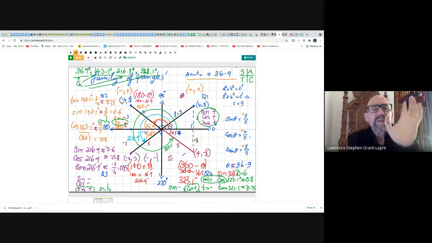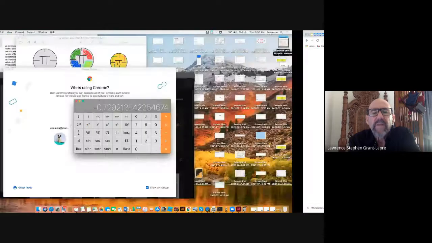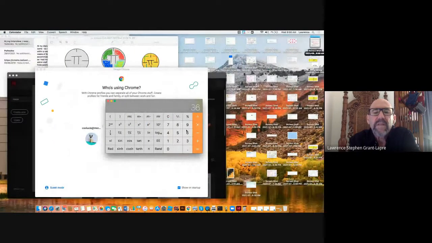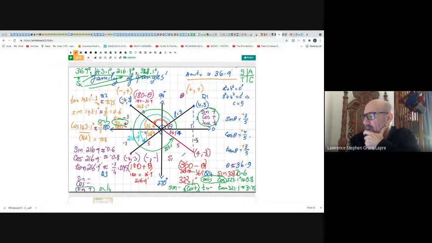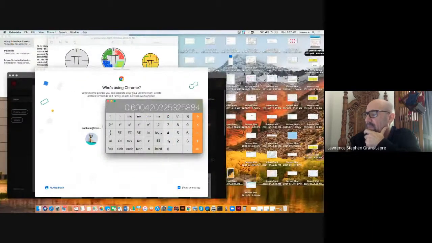What do you notice? Okay, sine of 36.9. Let's do that. Look at that number, 0.6004... Now I want to do sine of 143.1. This is the family of angles sine. Look at the number. 0.6004... Same number. Second quadrant, it's a positive.